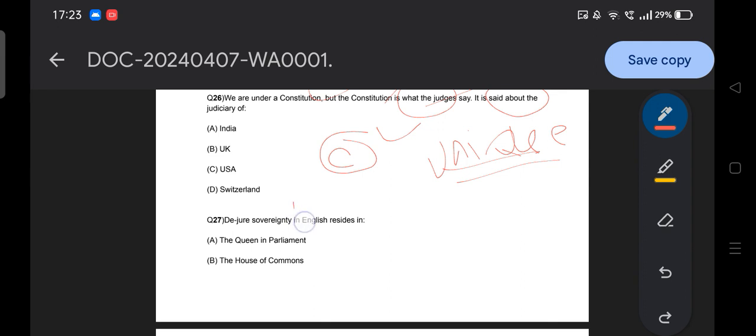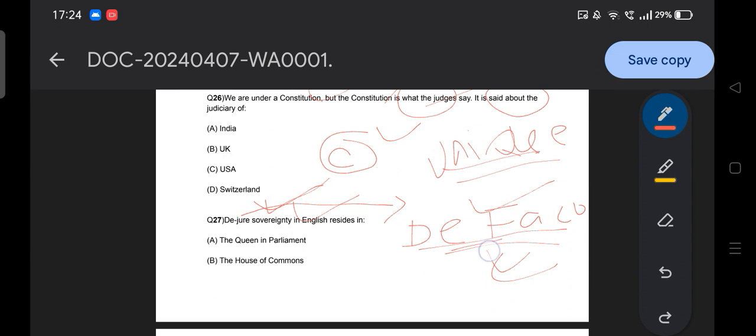Then, de jure sovereignty in England resides with whom? So we have to understand what is de jure and what is de facto. In legal language, there are two concepts, de jure and de facto. De jure is your nominal authority, and de facto is your real authority. De jure and de facto.